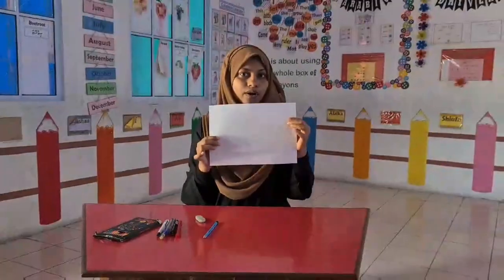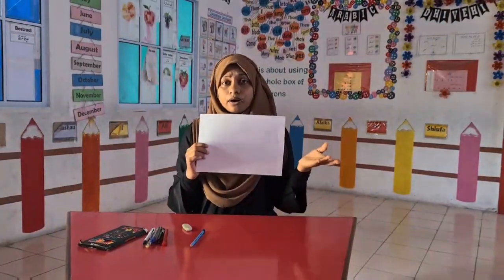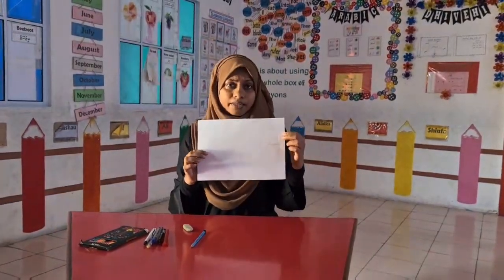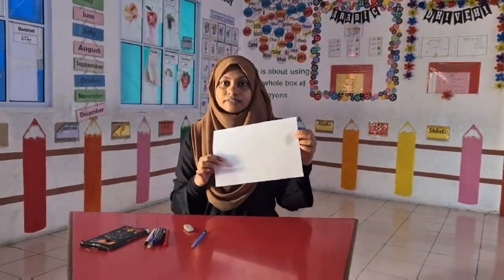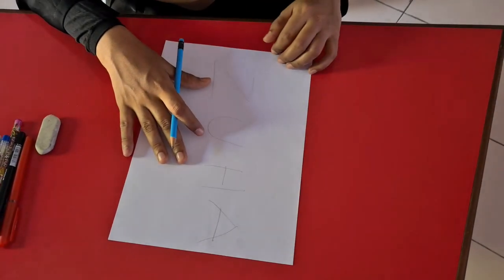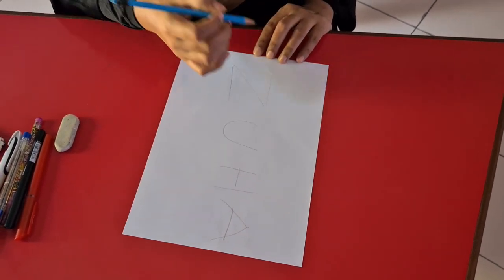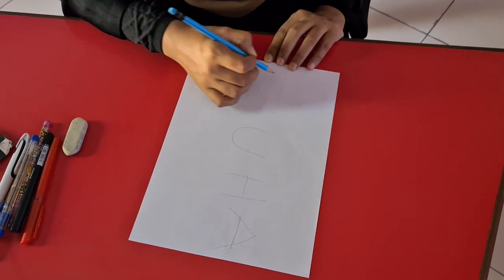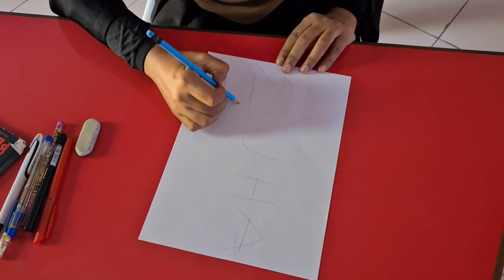This is step 1. You have to write the name. You can choose your name or you can choose any one of your friends or family members. Any name you can choose. I have written Zuha to show you how you can do the second step. In the second step, you have to bold these letters using a pencil.